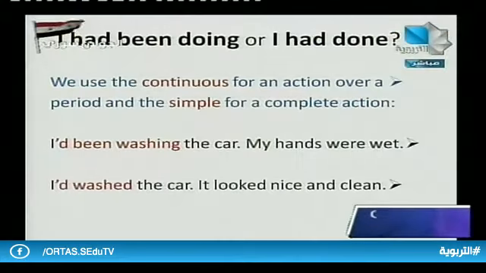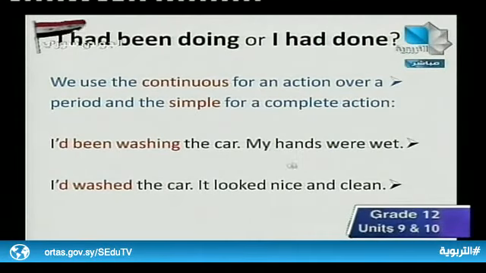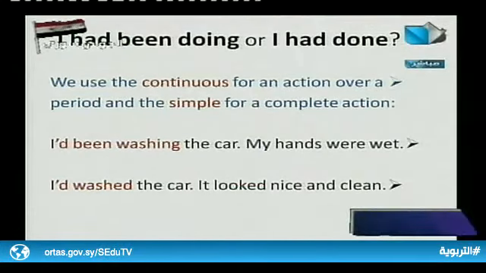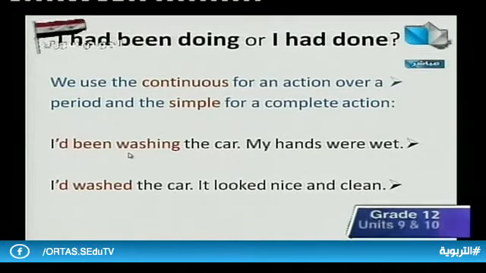Let's have some examples, please. I had been washing the car. My hands were wet. I had washed the car. It looked nice and clean. So again, sometimes, Mr. Basil, both can be accepted. Yes, accepted. I agree with you.